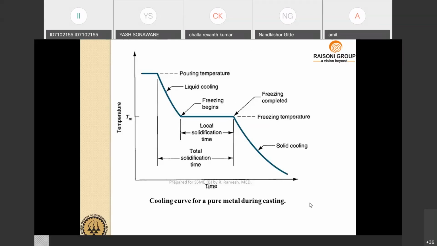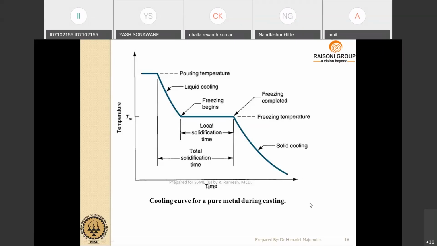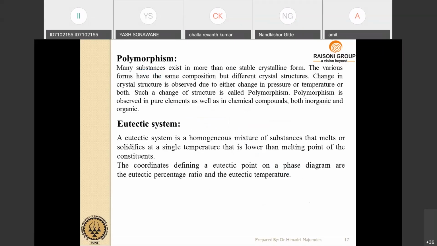Now we'll go to the next point. The next important point is polymorphism. So what is polymorphism?